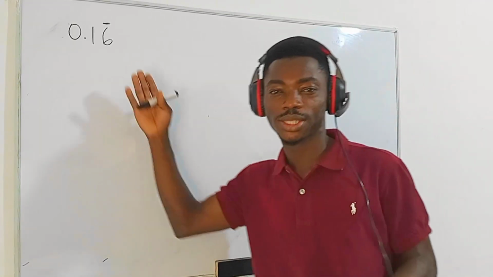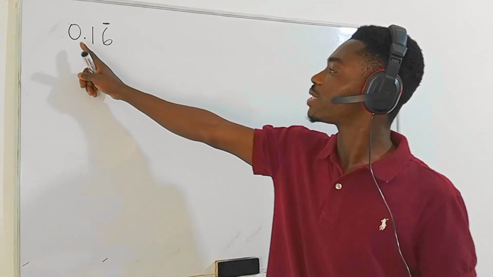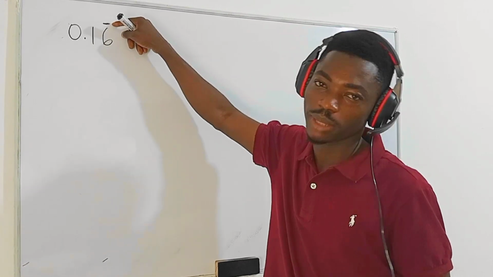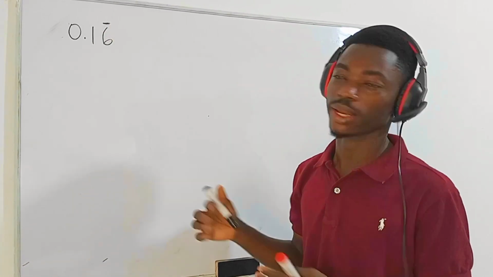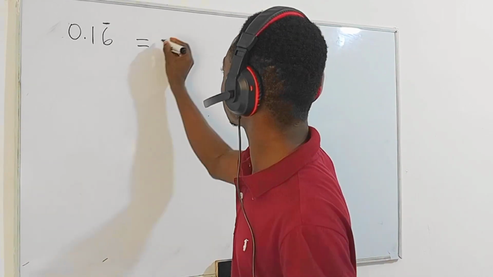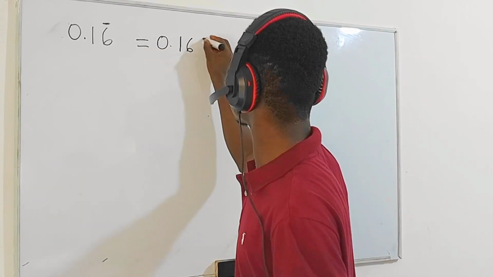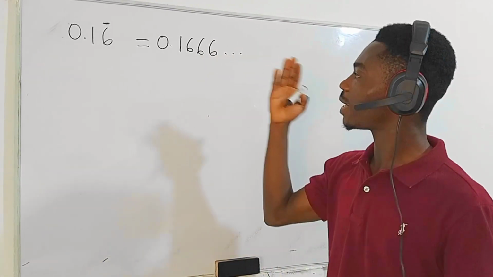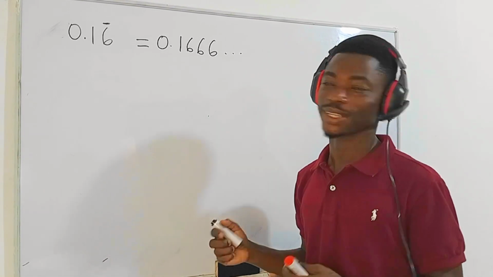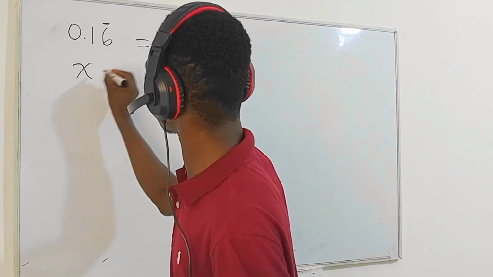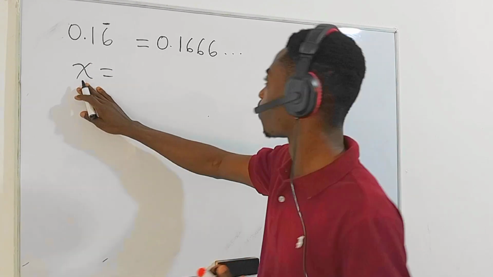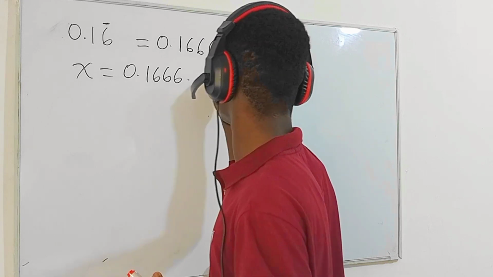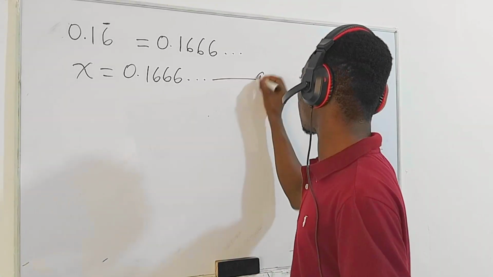Next, all right, now this is our next example right here. We have 0.16 with a bar on top of the 6. Now this bar right here simply means that the 6 is recurring. So basically this is the same as 0.1666 up to infinity. So let's go ahead and change this to a common fraction. Obviously we have to let something represent the fraction that we are looking for. x should be equal to 0.1666 up to infinity. Now this is our equation 1.